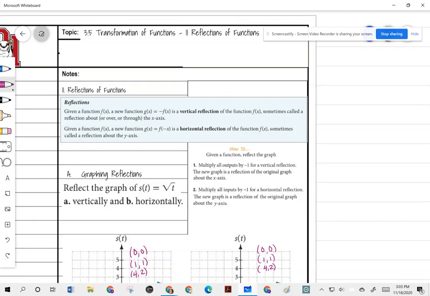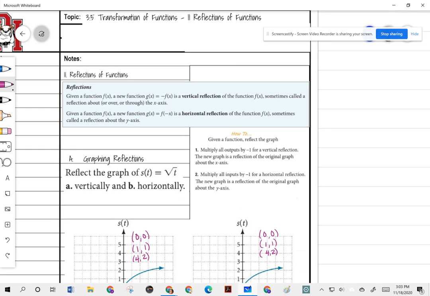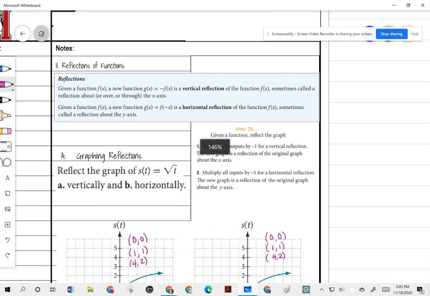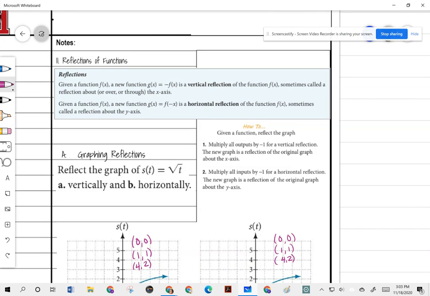All right, so in this video, we're going to talk about transformations of functions, specifically dealing with reflections. There are two main reflections that we are going to be discussing: a vertical reflection and then a horizontal reflection. Now, let's take a look at the vertical reflection.